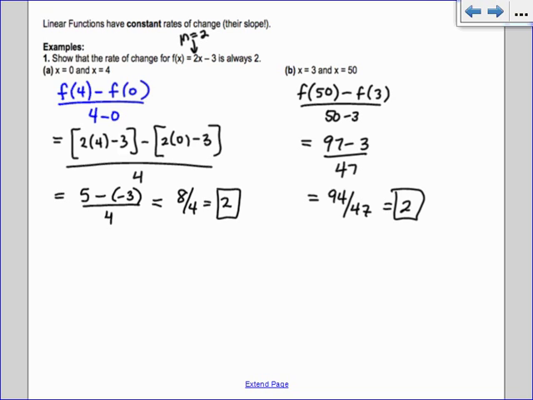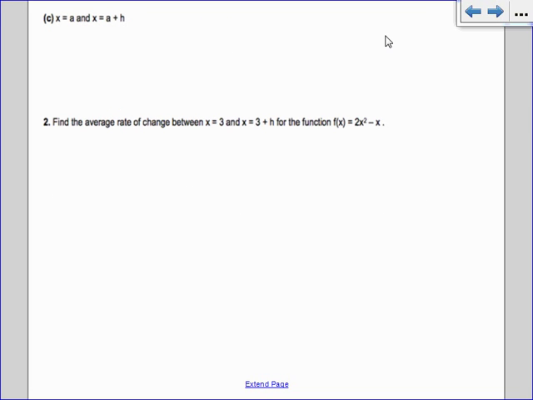All right, so we're going to do it one more time. So we have x equals a and x equals a plus h. So we don't have numbers this time. We have everything as a variable. So we're going to find f of a plus h minus f of a all over a plus h minus a. All right, that's our f of b minus f of a all over b minus a.